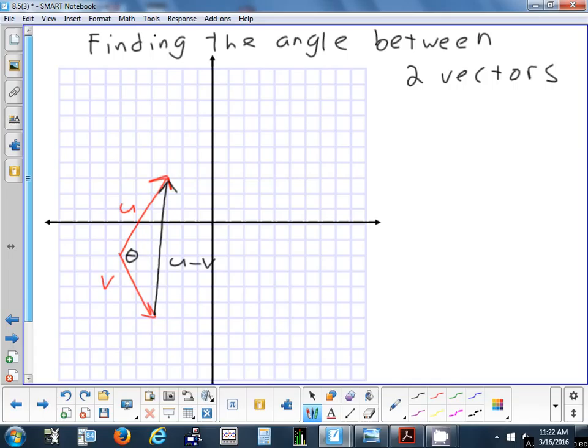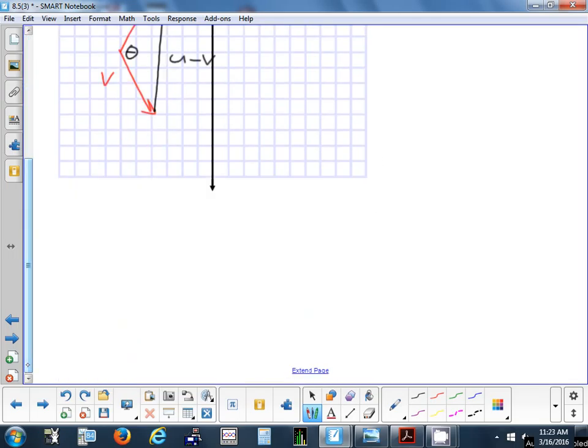Now, when you're doing the law of cosines, you're dealing with the length of the sides. So what do I have to do to each one of these vectors to focus on their length? Right, so we're going to put magnitude. Okay, we're not going to write u and v. We're going to put magnitude of u, magnitude of v. All right, so let's start our law of cosines.